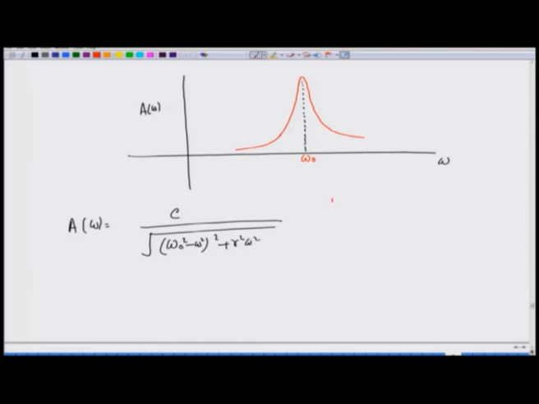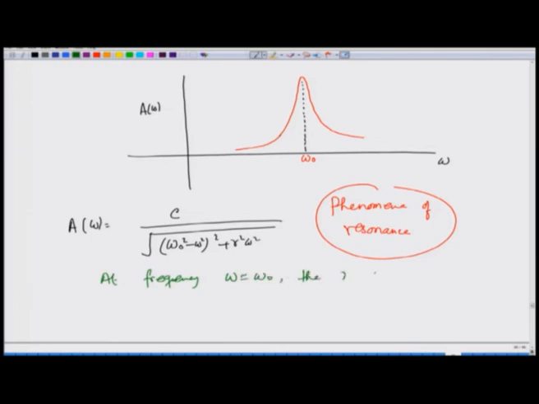So, this is the phenomena of resonance. What does that mean? That at frequency omega very close to omega 0, the amplitude of steady state motion becomes large, and it takes a very large value.